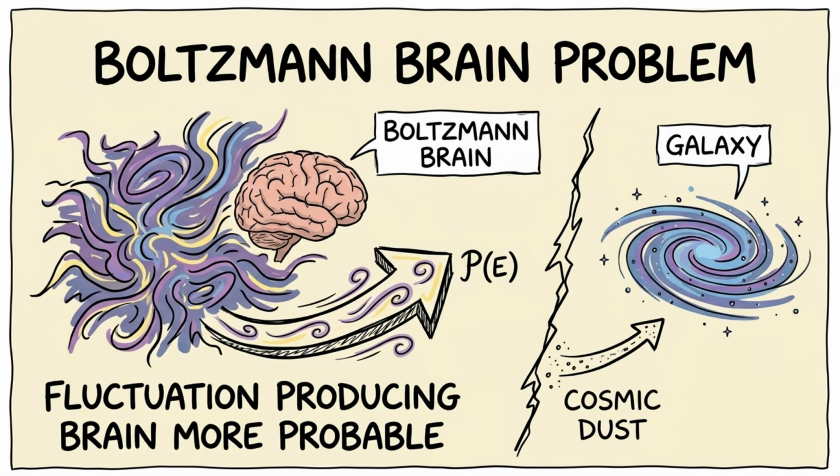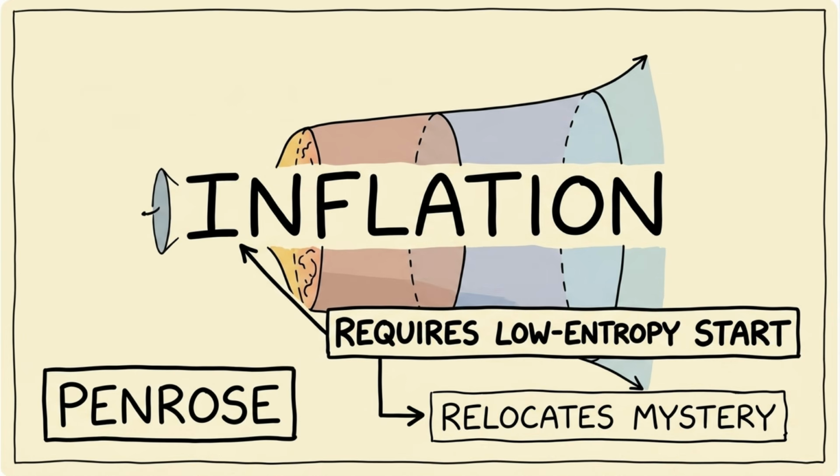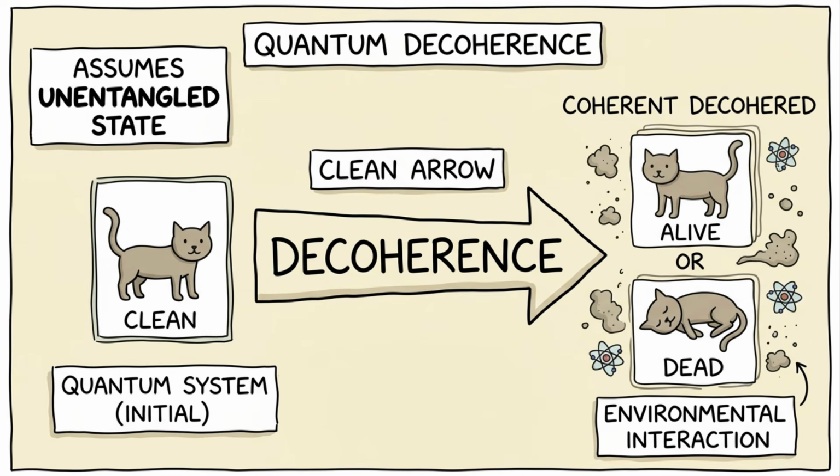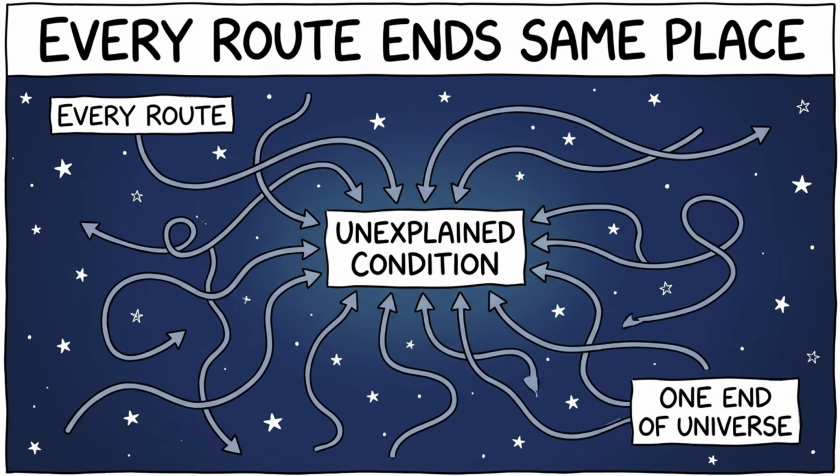Boltzmann's own fallback, that we live inside a giant fluctuation, dies on the Boltzmann brain problem. A fluctuation producing a single disembodied brain is overwhelmingly more probable than one producing a galaxy. Inflation is often cited as the fix, but Penrose has argued for decades that inflation requires a low entropy starting point of its own, which relocates the mystery rather than removing it. Decoherence supplies a very clean arrow for quantum systems, and then quietly assumes an initial unentangled state to get started. Every route ends at the same place, an unexplained condition at one end of the universe.